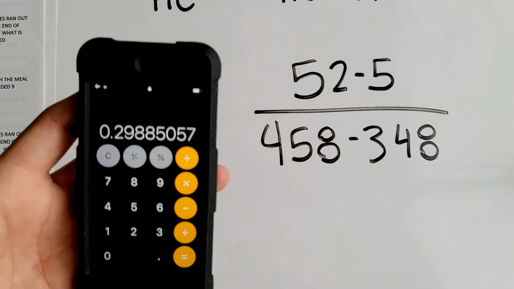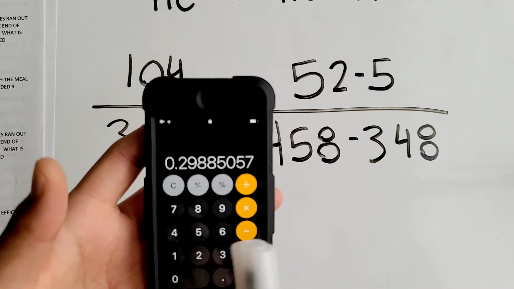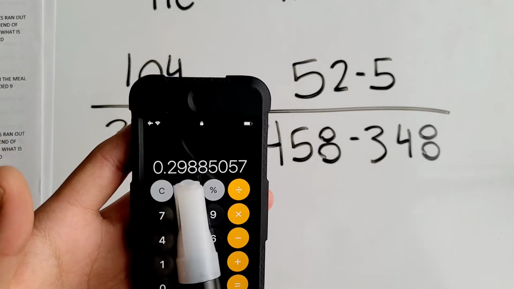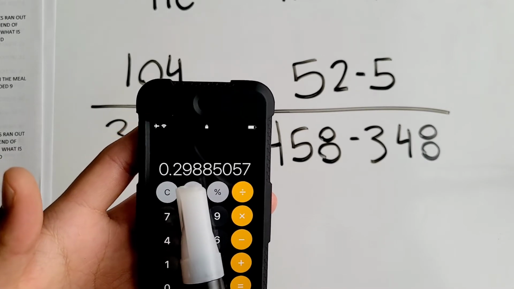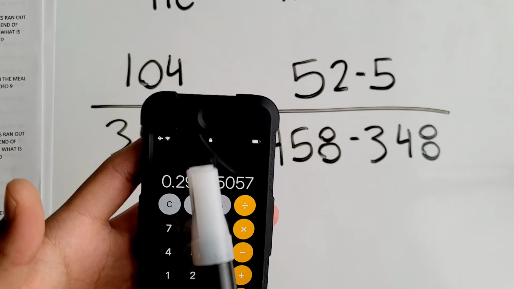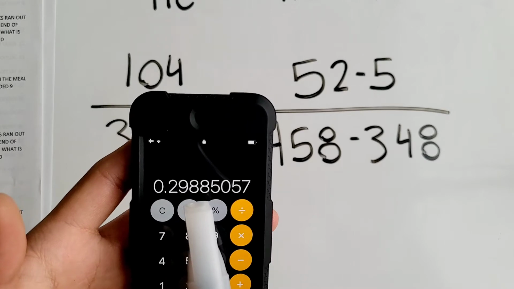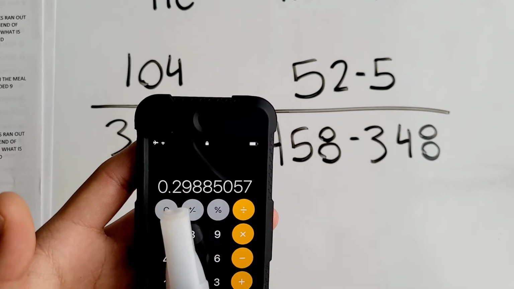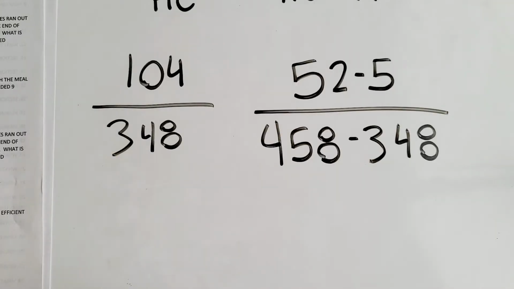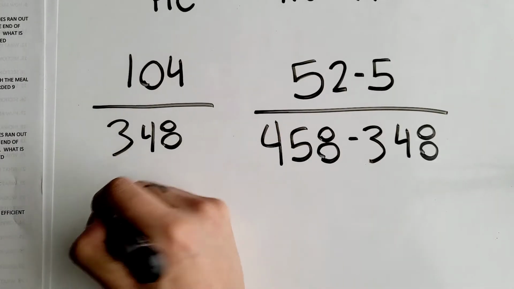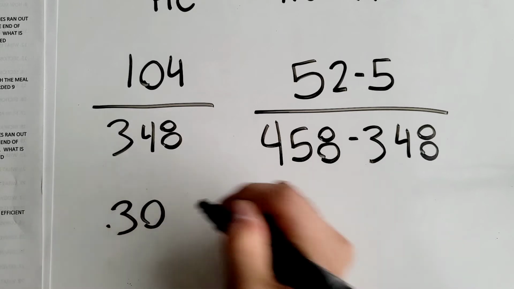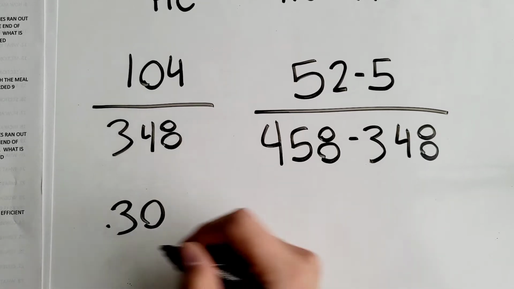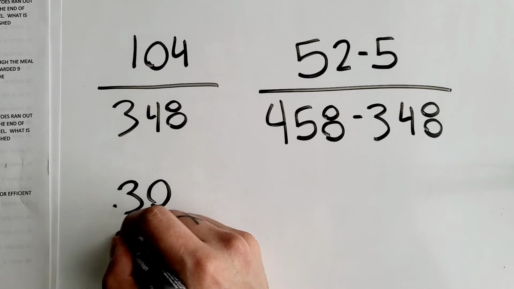0.29885. So again, we have to round it to the hundredths place, which is two numbers after the decimal. If it's 5 or above, we round up. If this third number is 4 or below, we leave it like that. But again, it's above 5, so we round it to 0.30. And again, acceptability is always a percentage, so this ends up being 30%.